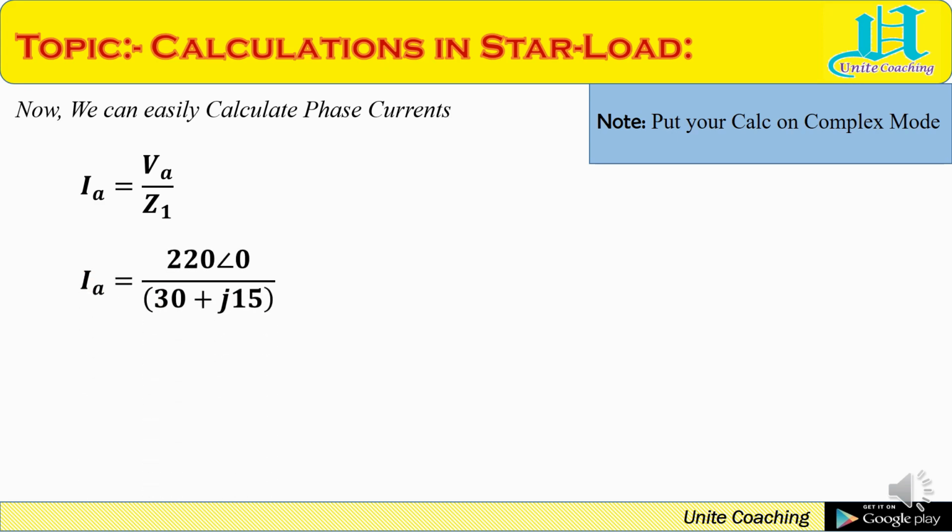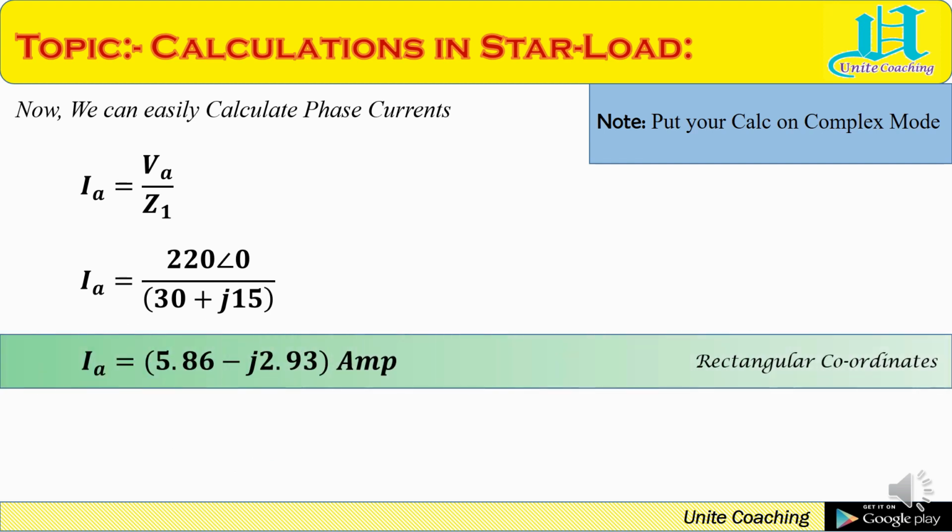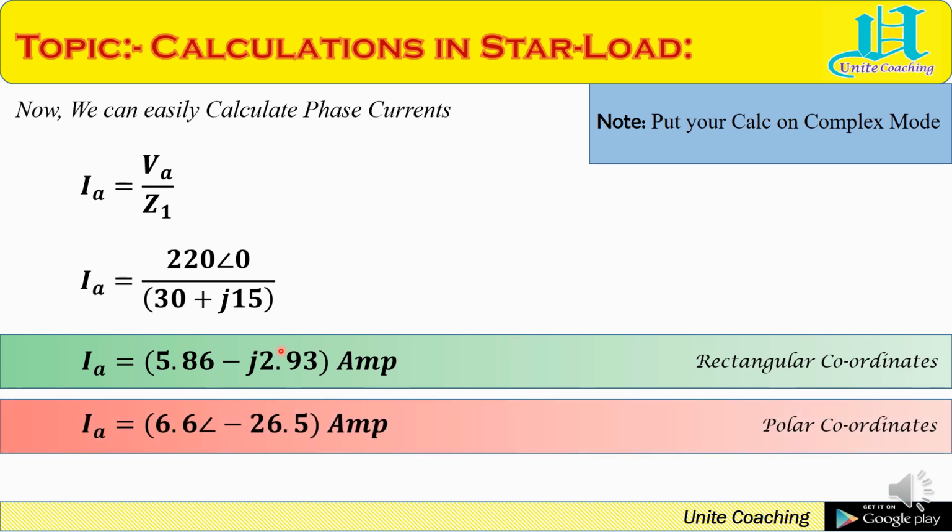Put down the values. VA is equal to 220 angle 0 divided by 30 plus J15. So you will get IA current as 5.86 minus J2.93 amperes. Here the real part of the current is 5.86 and the imaginary part is minus 2.93 amperes. So this answer we are getting in rectangular coordinates. So you must write the final answer in polar coordinates. Converting this answer into polar coordinates, you will get IA equal to 6.6 amperes at the angle minus 26.5. And this is your final answer for phase current A.